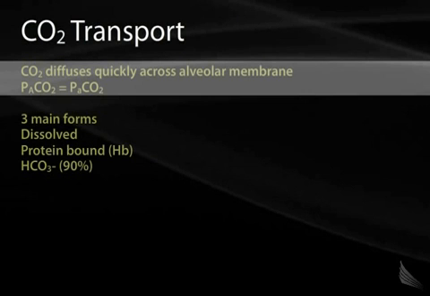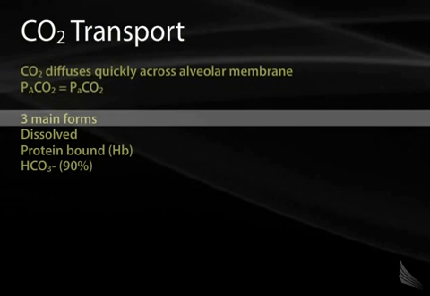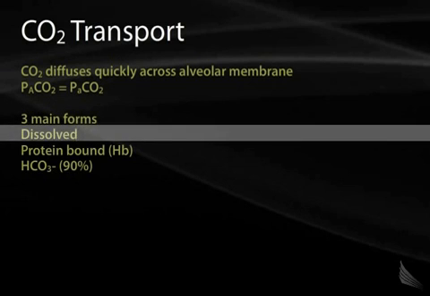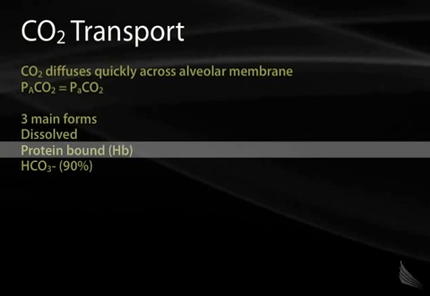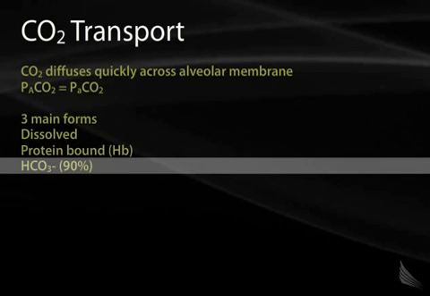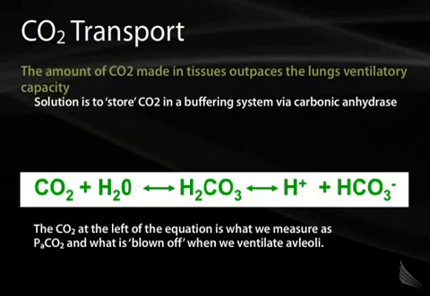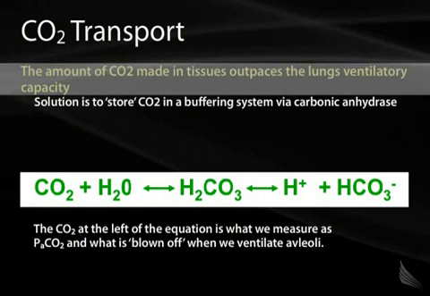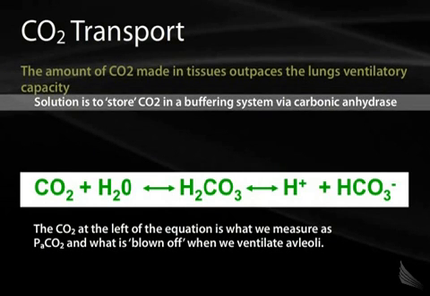CO2 diffuses very quickly across the alveolar membrane. It's stored in the blood in three main forms. Some of it's dissolved, some of it's bound to protein, hemoglobin, and other molecules, but much of it is buffered in the bicarbonate system. The amount of CO2 in the tissue outpaces the lung's ventilatory capacity, so we store much of the CO2 as bicarb.